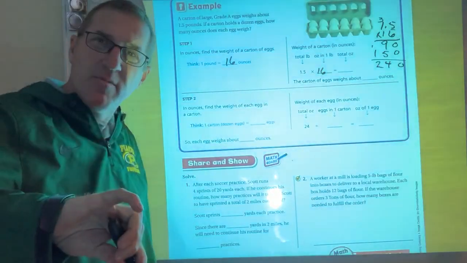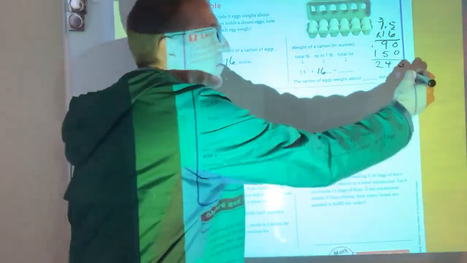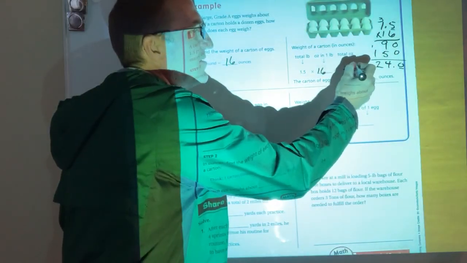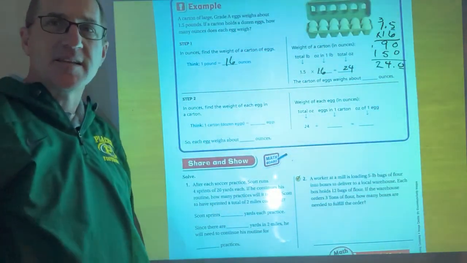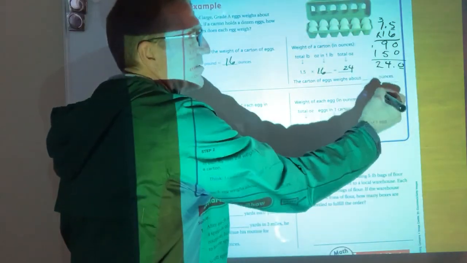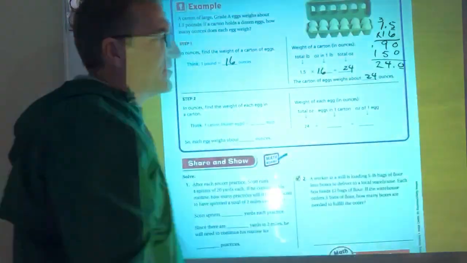All right, now I have 1 number behind the decimal on the top. So how many do I need on the bottom? 1. Put my little decimal there. It's going to be 24 total ounces. That makes sense. 16 plus 8 is 24. The carton weighs about 24 ounces.